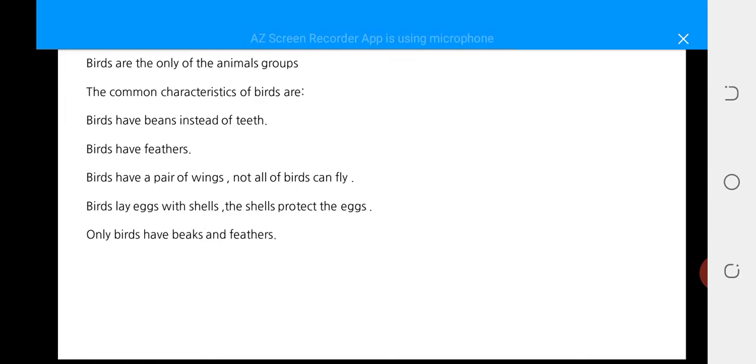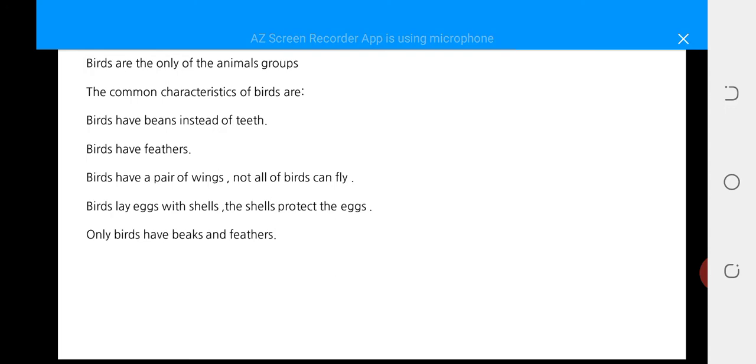Birds are the only animals in their group. The common characteristics of birds are: birds have beaks instead of teeth, beaks with a K. Birds have feathers. Birds have a pair of wings. Not all birds can fly.